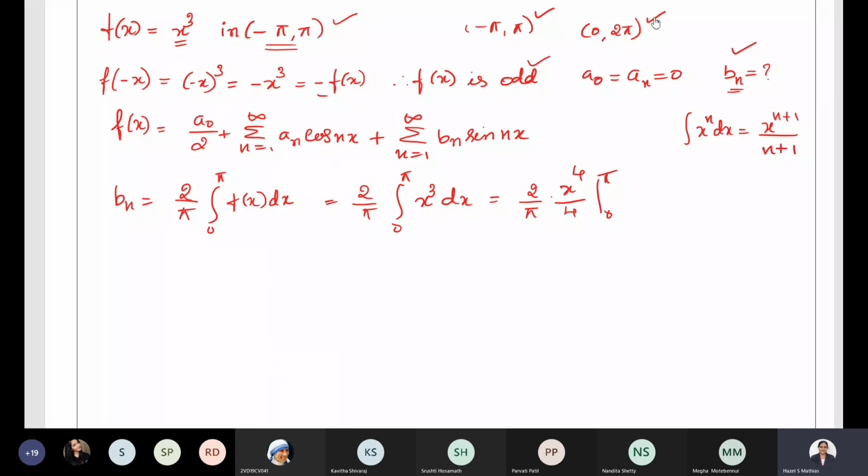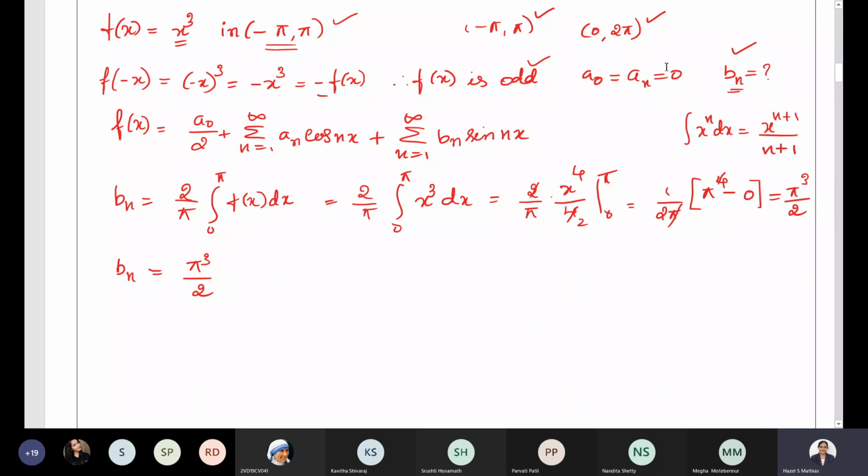Next, what do we do now? Let's substitute the limits and we can cancel out the terms over here. So we have 1 by 2 pi, the upper limit is pi, so it is pi power 4 minus the lower limit 0. One pi gets cancelled, so what remains is pi cube divided by 2. This is bn. The bn value we got is pi cube divided by 2. So let us substitute this. Is it okay everybody? Anybody has any doubt?